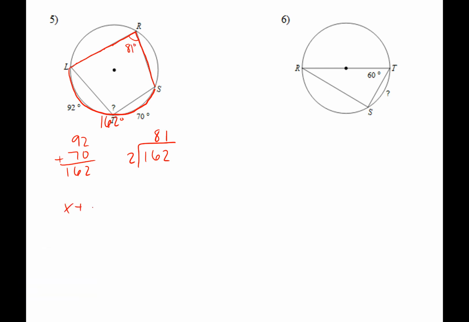So I can say x plus 81 equals 180. Then I would subtract 81, and I get x equals 99. All right, on to number 6.